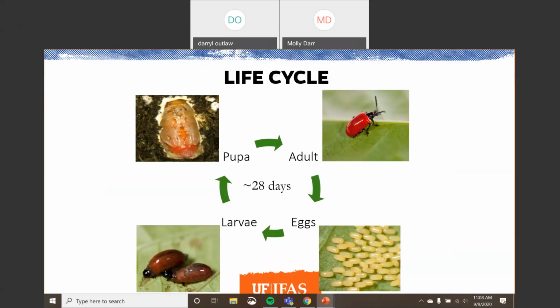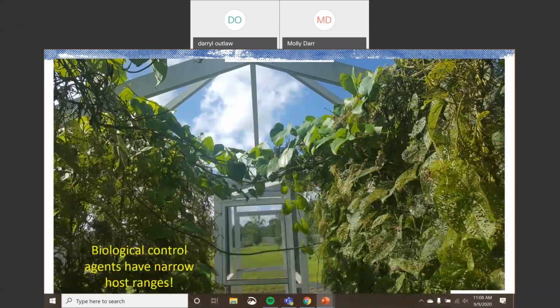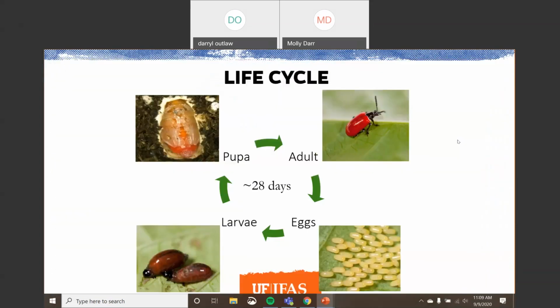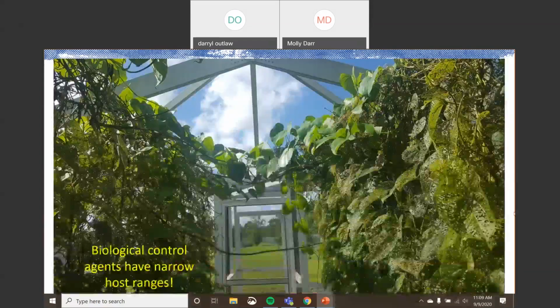It's a full picture screen, says biological control agents have narrow host ranges. Oh, okay. Well, it doesn't show that on my screen, but there we go. Okay, so biological control agents have extremely narrow host ranges. We do a lot of testing to ensure that before they're released, they will only feed and reproduce on our target.